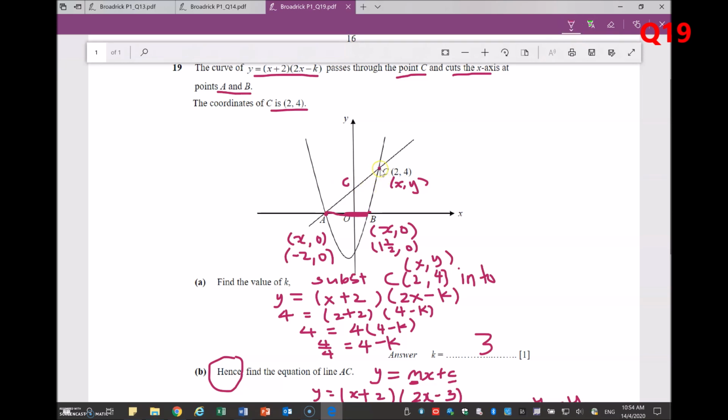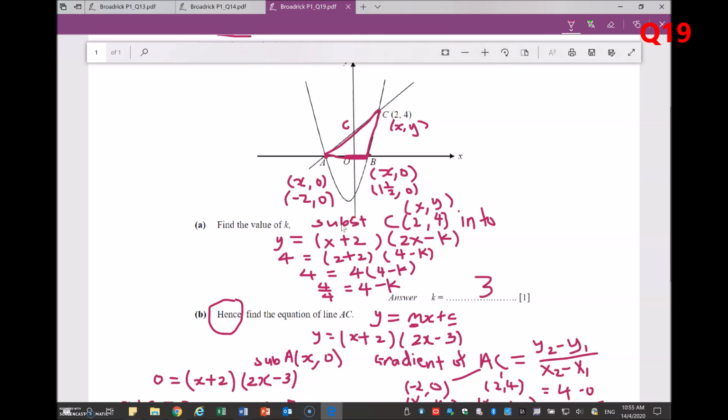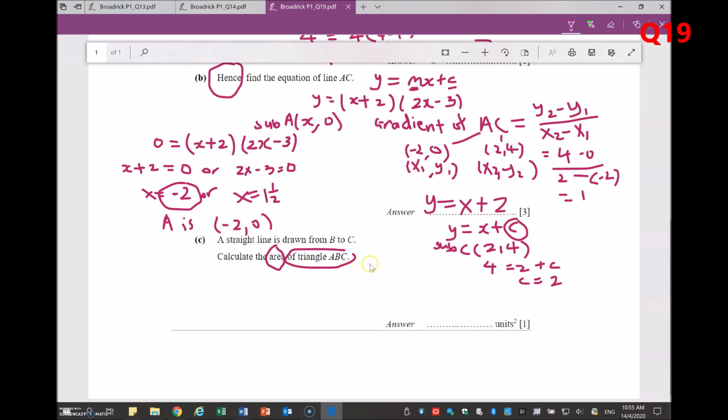Draw it. So this is the area of the triangle that we have to find. And so I recall that the formula to find the area of the triangle is half times base times height.